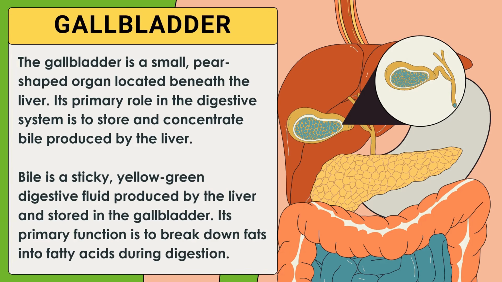Gallbladder. The gallbladder is a small pear-shaped organ located beneath the liver. Its primary role in the digestive system is to store and concentrate bile produced by the liver. Bile is a sticky, yellow-green digestive fluid produced by the liver and stored in the gallbladder. Its primary function is to break down fats into fatty acids during digestion.